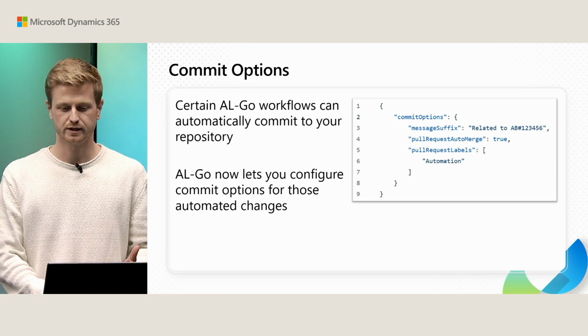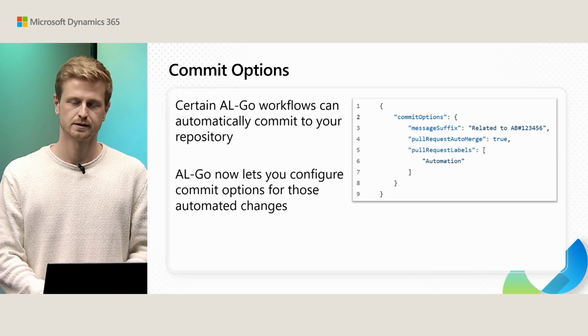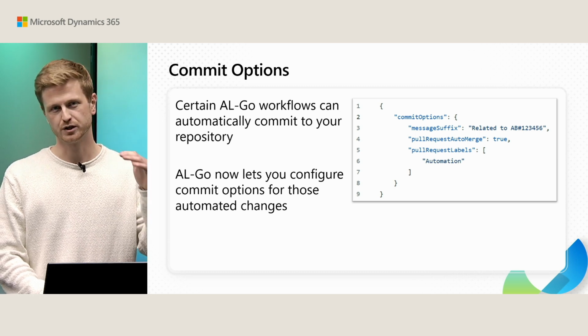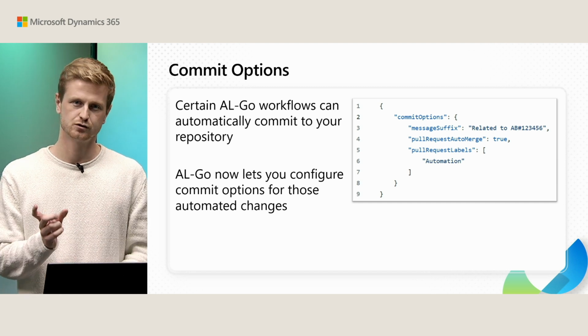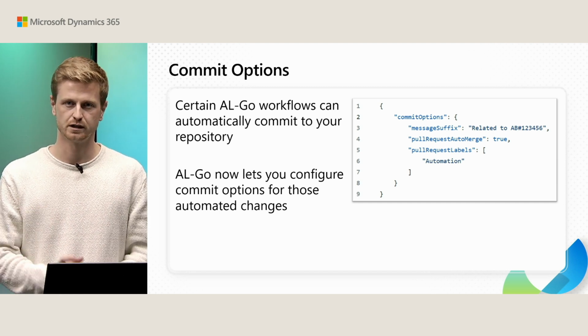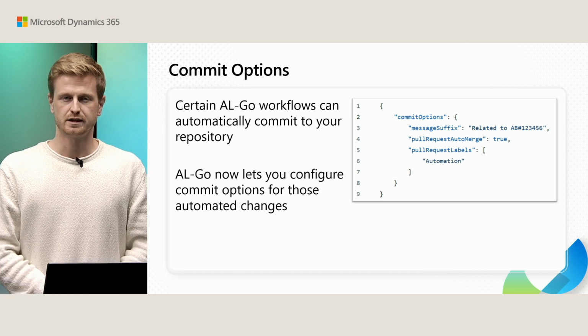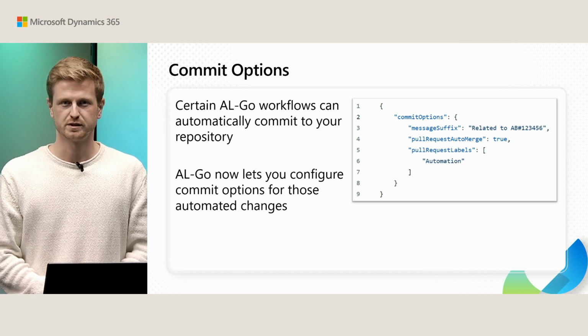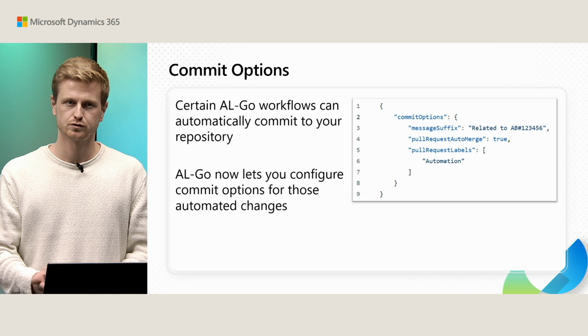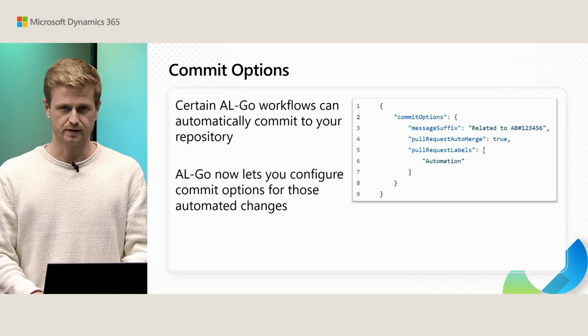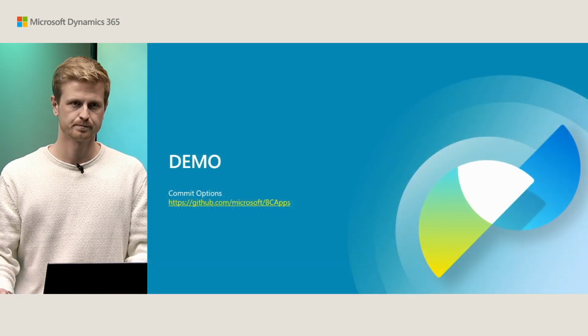So what you'll do is you'll add this commit options construct. And within here, you have 3 options. You can specify a message suffix, so this gets added to the end of your commit message or at the end of your pull request. If you are creating pull requests, then you can also specify if they should be auto-merged. And finally, we allow adding pull request labels. So with that, let me go into a demo.